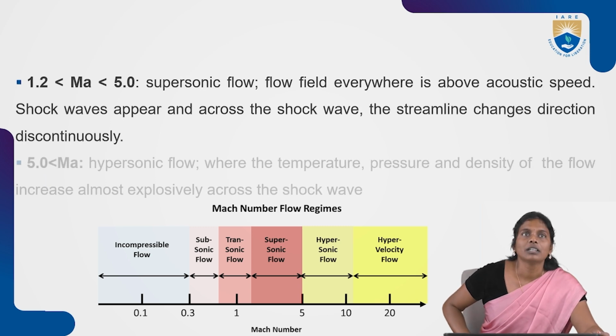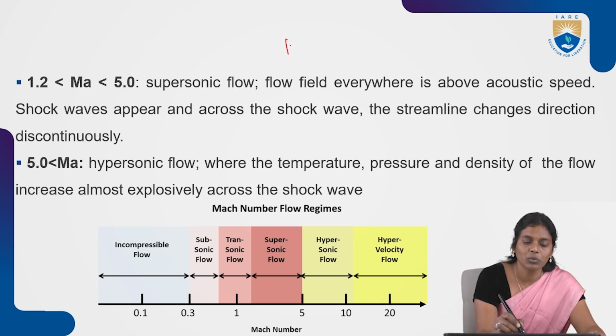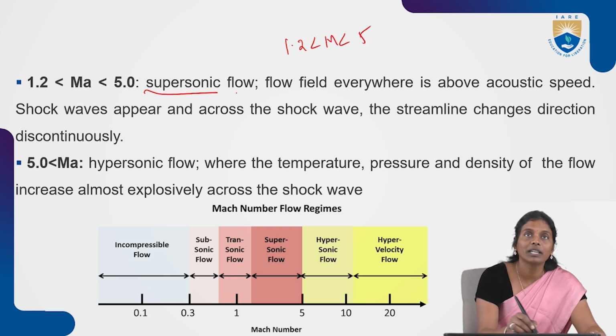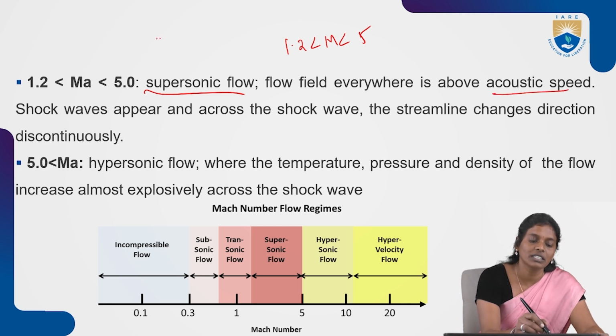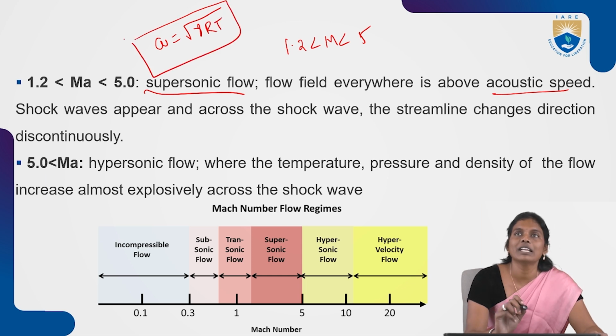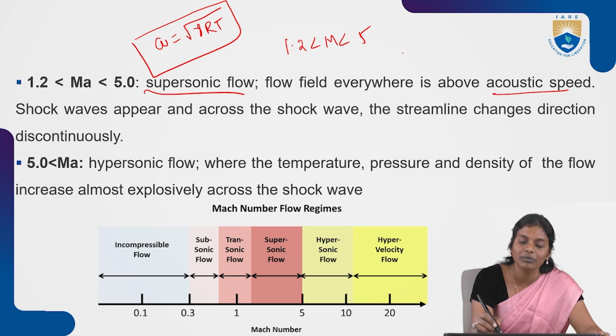So next, we have the Mach number between 1.2 to 5. We will be calling it a supersonic flow, where everywhere in the flow the speed is above the acoustic speed. What we have seen before is a equal to the square root of gamma R T, right? So this particular value, the entire flow will be above this.